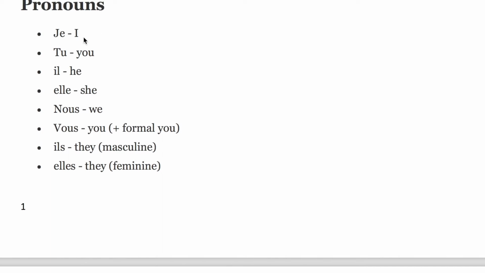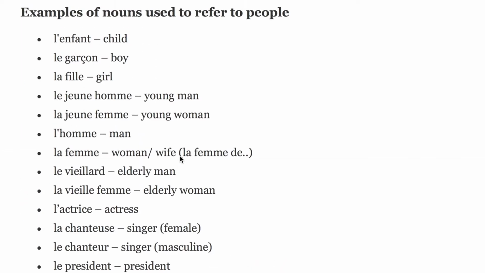Je, I, tu, you, informal or informal you. Il, he, elle, she, nous, we, vous, you. Ils, they, masculine. Elles, they, feminine. Let's review that one more time. Je, tu, il, elle, nous, vous, ils, elles. Now, what about nouns? You can use nouns instead of pronouns.